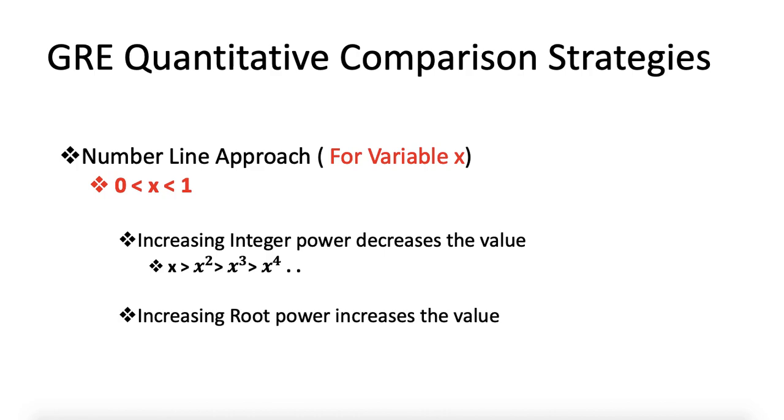But the inverse of this will happen if I increase the root power. For example, if x is equal to 1 by 4, if I take the square root, the value becomes 1 over 2, and 1 over 2 is greater than 1 over 4. That's why if I increase the root power, the value will increase. So there are two scenarios: increasing the integer power, the value is decreasing, but increasing the root power, the value is increasing. So this is the first range.